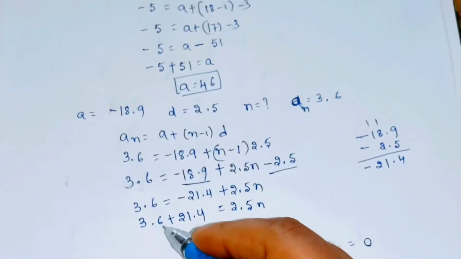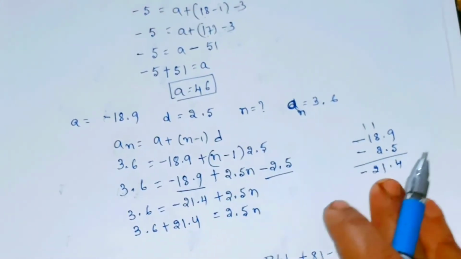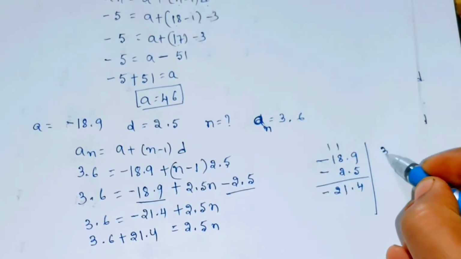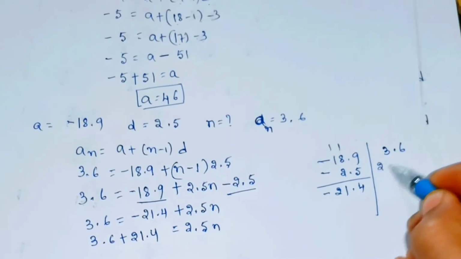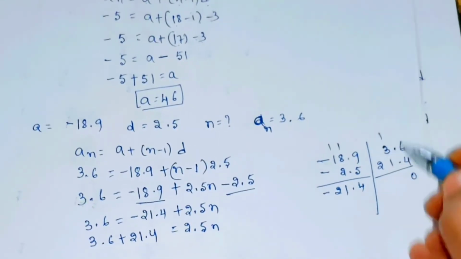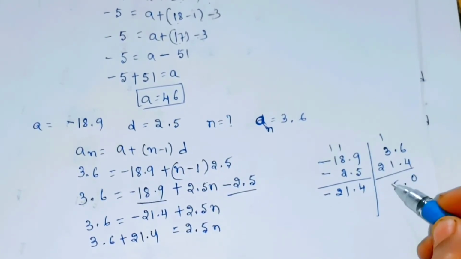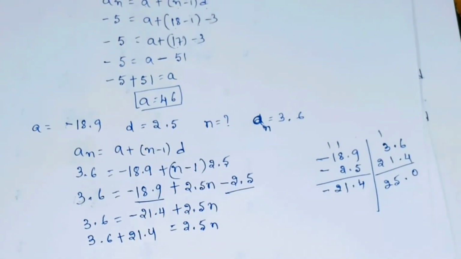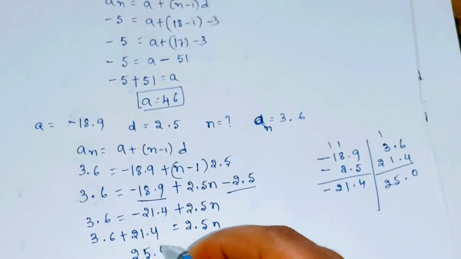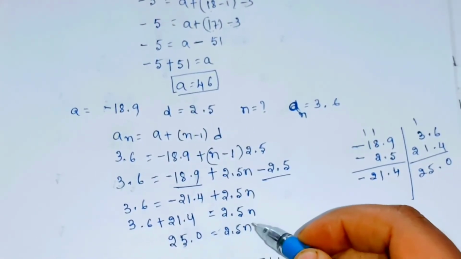Now again here you have to add 3.6 and 21.4. I'm going to add here 3.6 and 21.4. 6 plus 4 is 10, 1 carry. 3 plus 1 is 4, 4 plus 1 is 5, here 2. Here it is 25.0. 25.0 is equal to 2.5n.